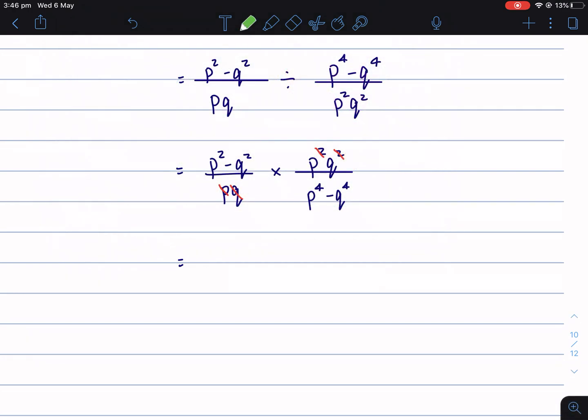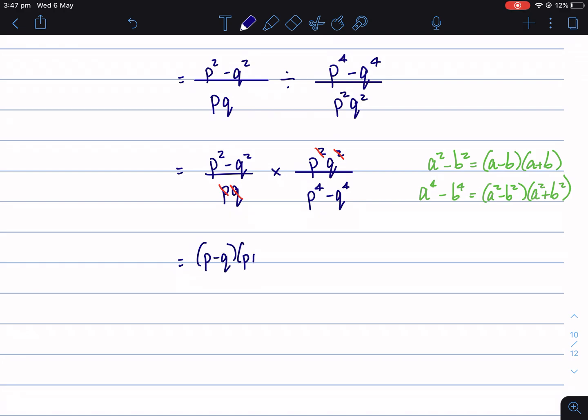I want you to now remember that A squared take B squared is A take B, A plus B. A to the 4 minus B to the 4 is the same as A squared take B squared, A squared plus B squared, because it's like A squared squared, yeah? So this one is going to end up being P take Q, P plus Q.